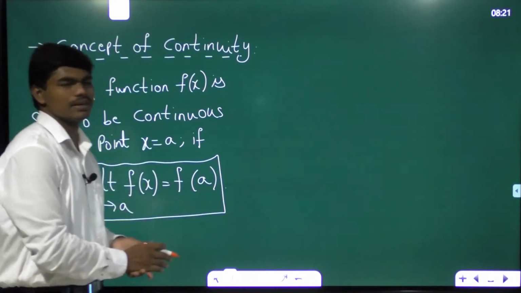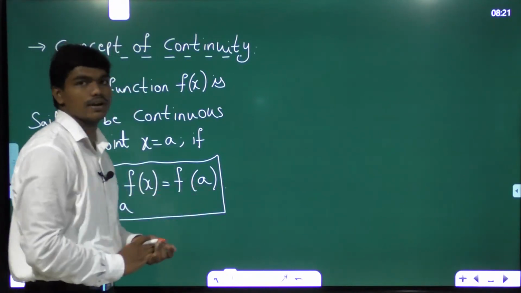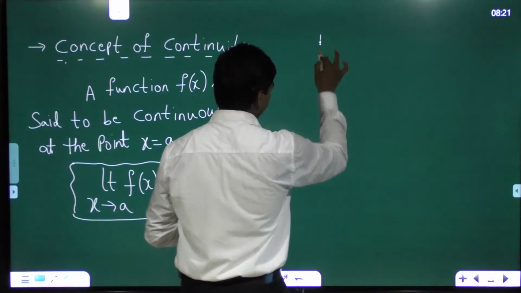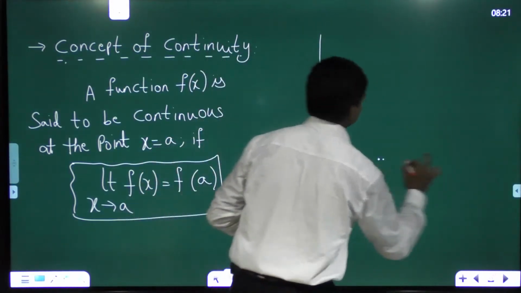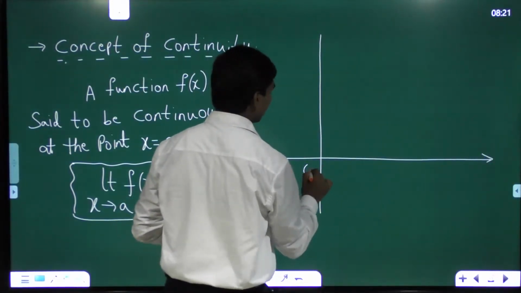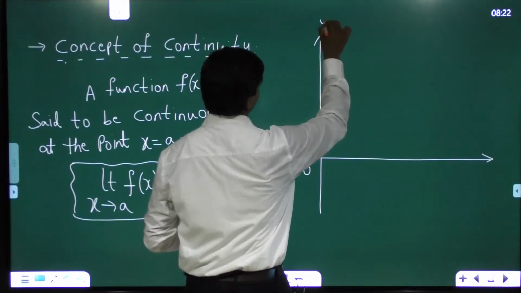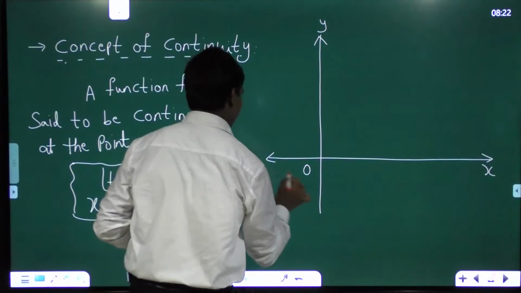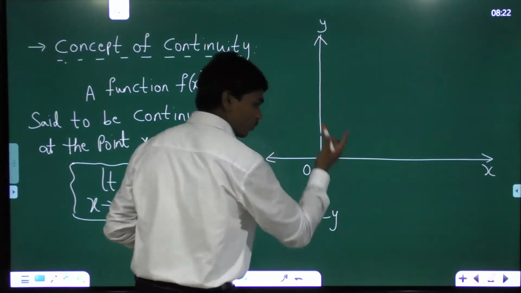Now, why did this condition come? Means what is this limit and this functional value telling us? Let us see in detail now. Let me try to draw the graph here. Now today, I hope you can see the graph clearly. We have a big scale. 0, y, then this is x, then this is minus x, and finally this is minus y.